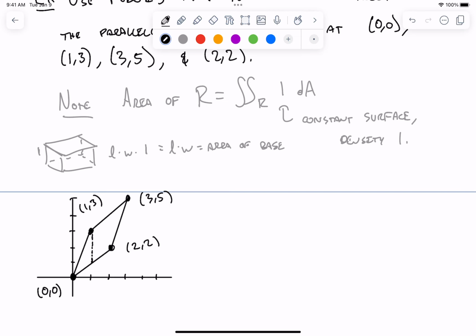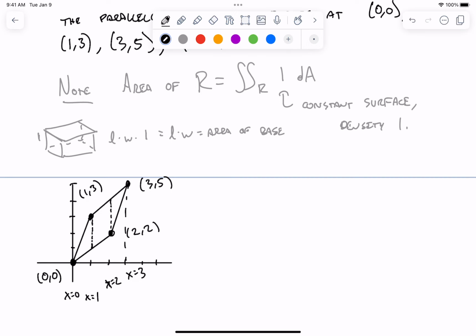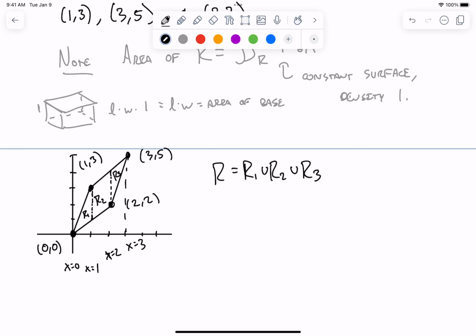so we'll do it from x equals 0 to x equals 1. Then we'll do it again from x equals 1 to x equals 2, and then again from x equals 2 to x equals 3. So we'll set up this double integral as 3 separate integrals. Call these region 1, region 2, and region 3. Together, our region R is the union of these 3 regions, and these regions are just bounded by different functions. Depending on which region I'm on, I'll use different functions.